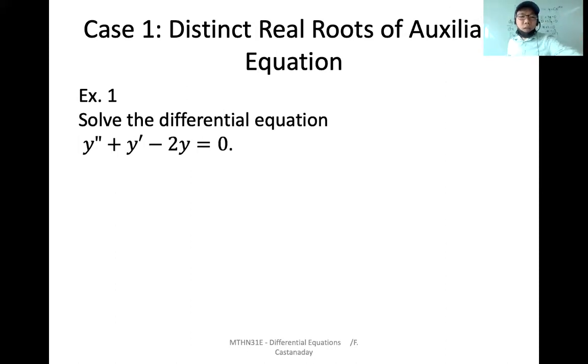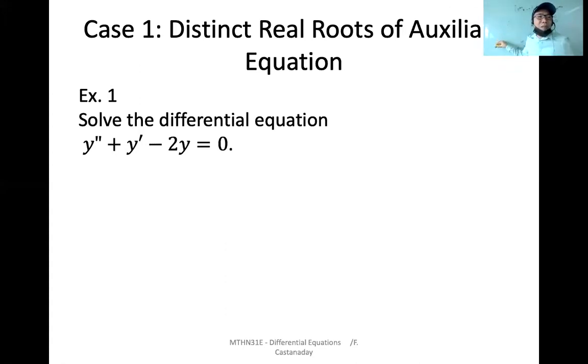So, constant coefficient ito. Here, 1, 1, negative 2, equal to 0. Okay? Nasa right-hand side, dapat 0. Klaro ba tayo dyan? Apo, sir. So, yes, sir.